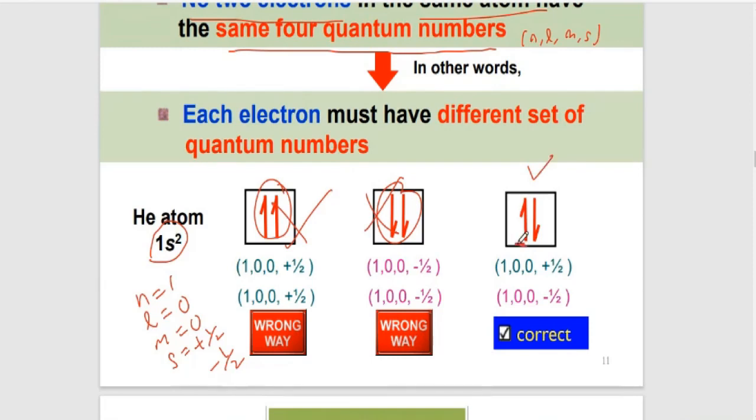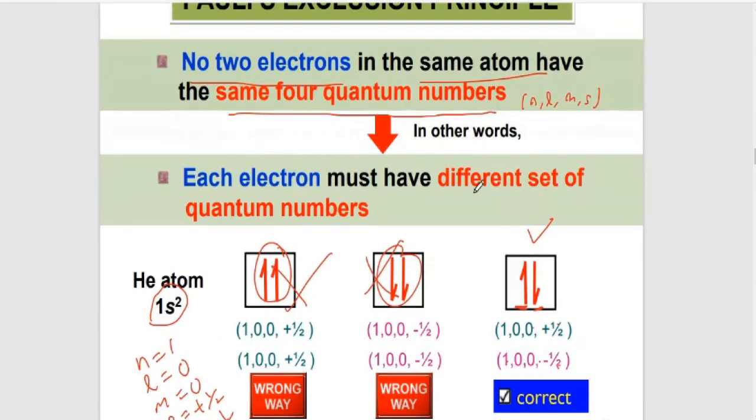So this electron with the identity 1, 0, 0, positive half. Another electron with the identity 1, 0, 0, negative half. I'm using the analogy identity lah. So each of the electrons has its own identity, so a different set of quantum numbers. Their identity is 4 quantum numbers, which is N, L, M, S.